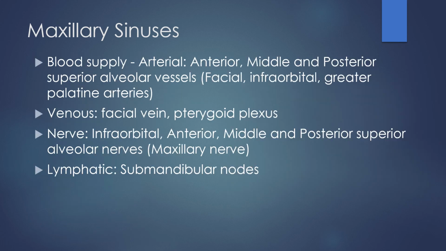The blood supply of the maxillary sinus comes from anterior, middle and posterior superior alveolar vessels. These are the vessels supplying the upper jaw, and they also supply this maxillary sinus. Veins drain into the facial vein and pterygoid venous plexus. The nerves are infraorbital and anterior, middle and posterior superior alveolar nerves. These are branches of the maxillary nerve. The lymphatics drain into the submandibular group of lymph nodes.